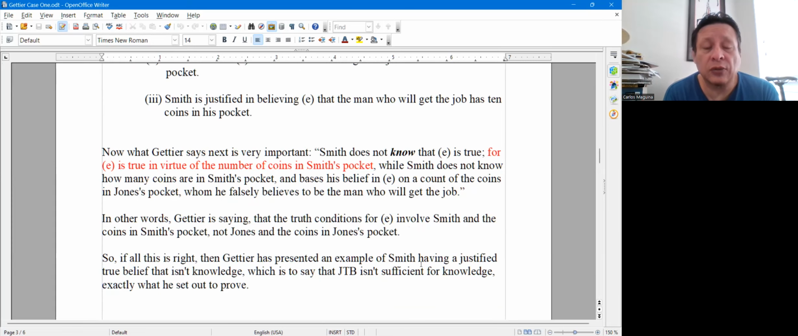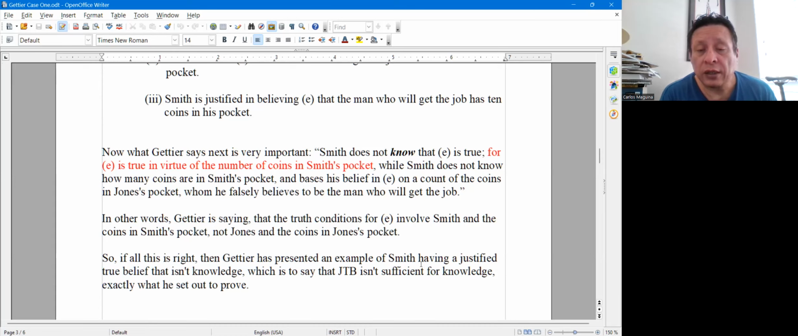So what Gettier says next is very important. The red highlighting is mine, but the original italics on "no" and the boldface, I think, is original, right? So, quote, "Smith does not know that E is true. For E is true in virtue of the number of coins in Smith's pocket." And I put this in red because it's very important here.